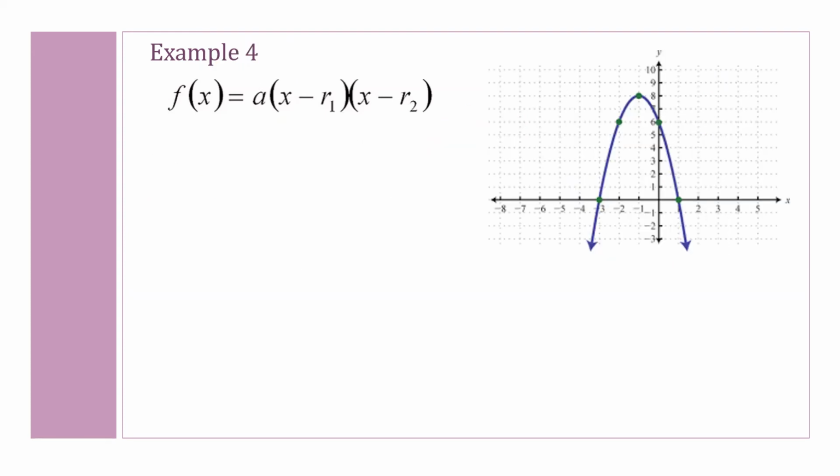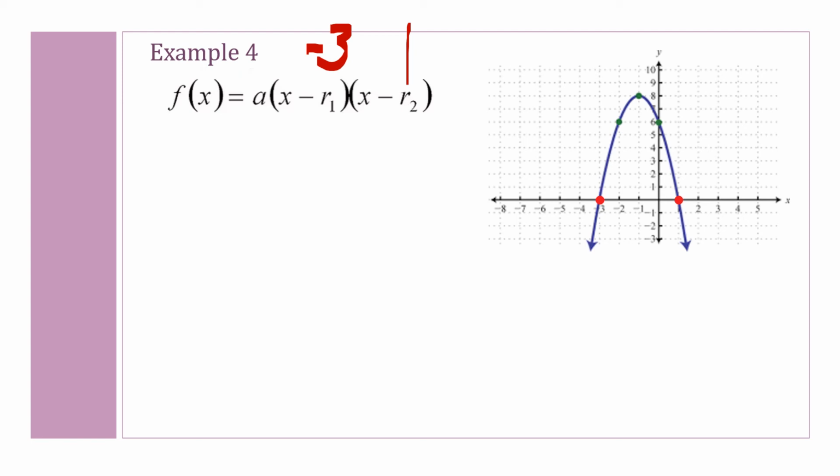Now in example 4, this parabola is still opening down. So now notice we're still going to write it in the factored form, where A is going to tell you whether it opens up or down, and r sub 1 and r sub 2 are my zeros or x-intercepts. So notice that one of my zeros is -3 and the other zero is +1. So I'm going to take those two and replace them where I see r sub 1 and r sub 2.